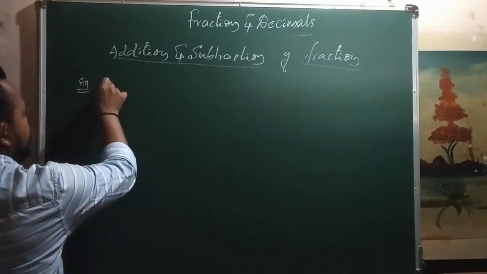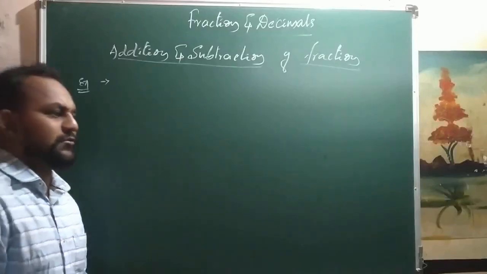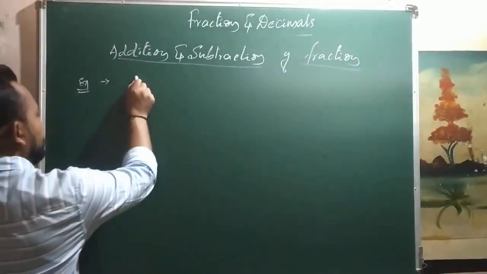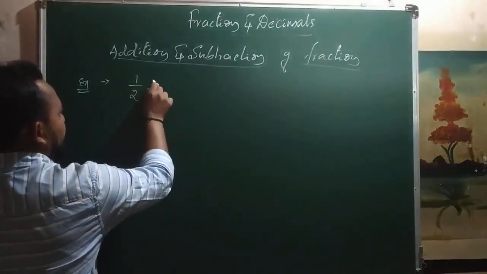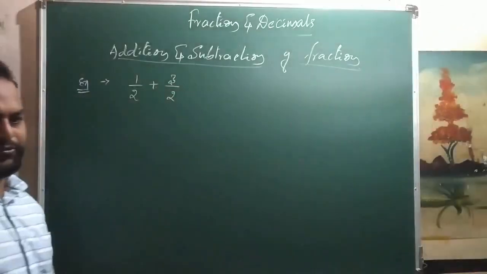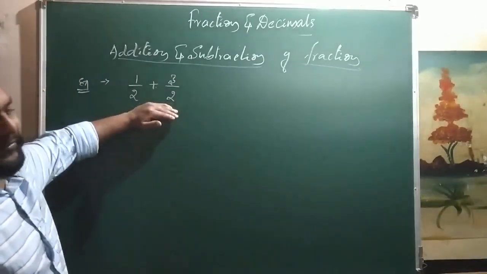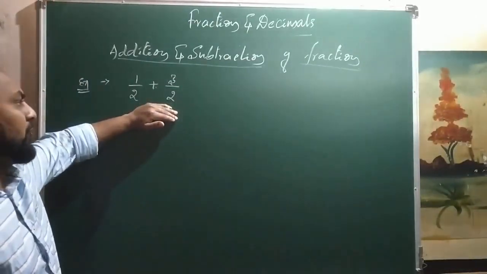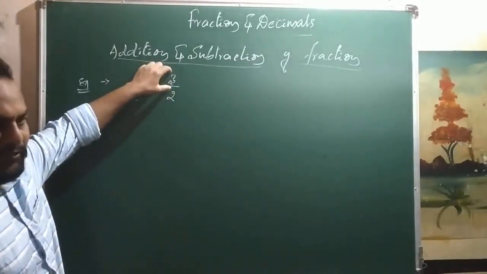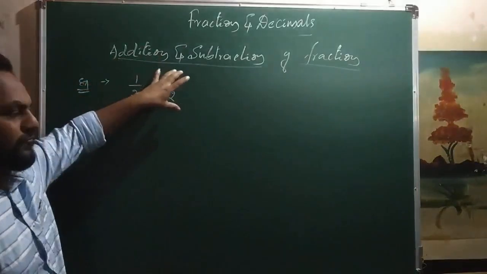Like fractions: fractions with the same denominators. Here, 1 by 2 plus 3 by 2. Which is the greater fraction? When the denominators are the same, the fraction with the greater numerator is the greater fraction. 1 by 2 plus 3 by 2.